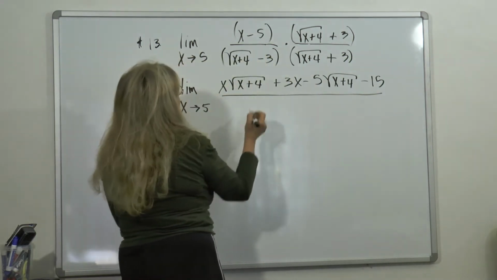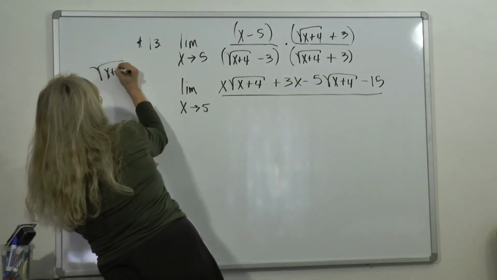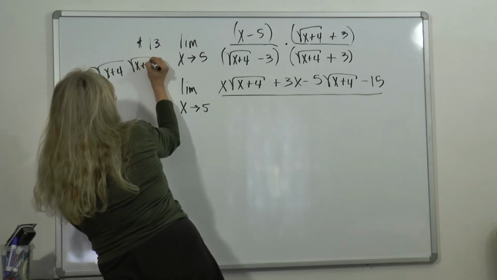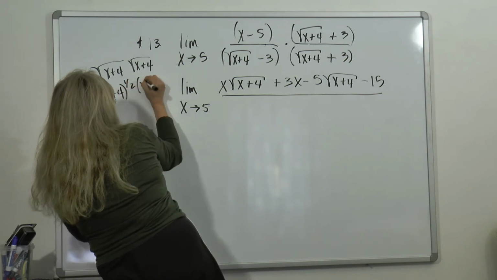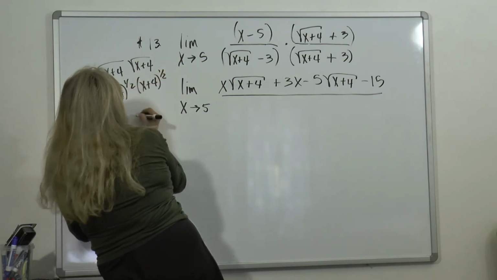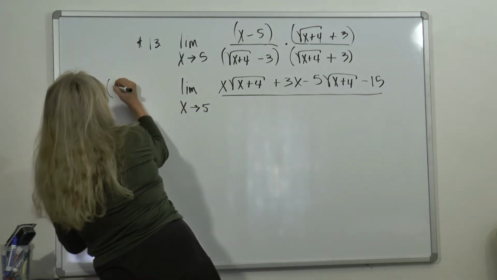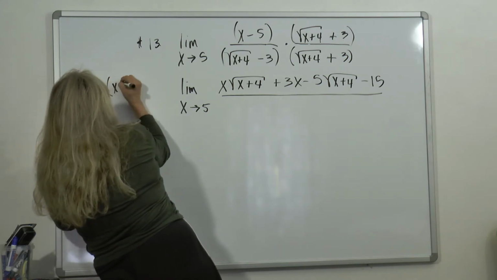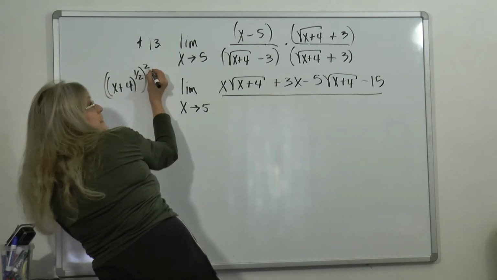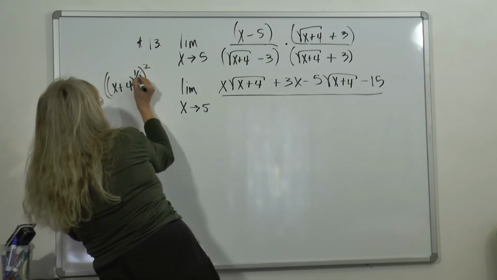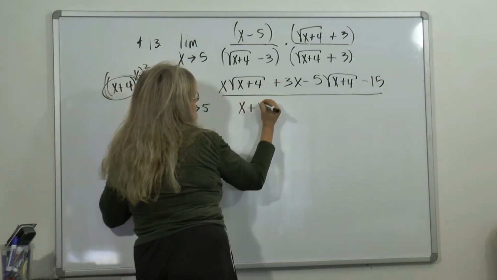Now down here, this times this. If you have the square root of x plus 4 times the square root of x plus 4, that's x plus 4 to the 1/2 times x plus 4 to the 1/2. It's going to be x plus 4 to the 1/2 squared. When you raise a power to a power, you multiply, and 2 times a half is just 1, so you're left with what's in the radical without the radical sign. So this times this gives you x plus 4.